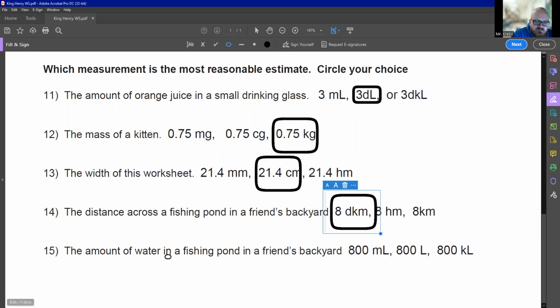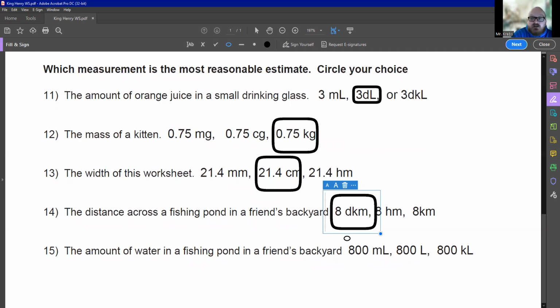Lastly, the amount of water in a fishing pond. So now we talked about the distance across that fishing pond, how it's about 8 decameters. But how much water would be in there? Well, think of the size of that fishing pond. We're not talking about a decorative koi pond in a backyard that's a couple feet across and maybe an inch or two, or a couple inches deep.